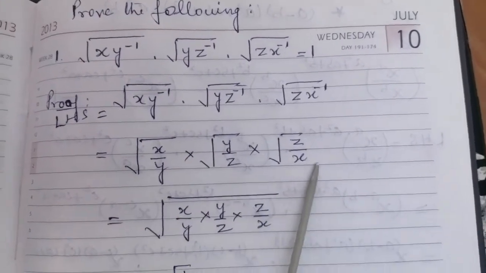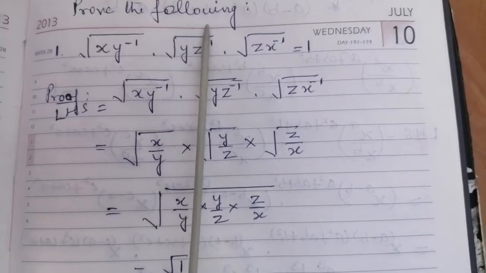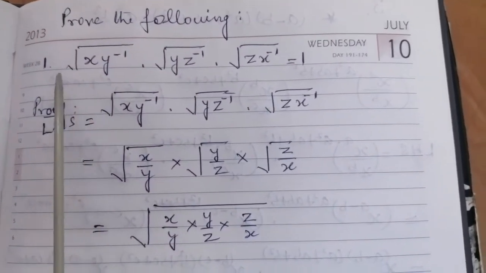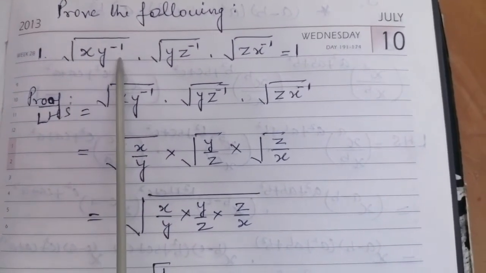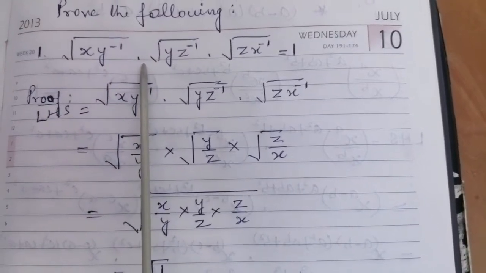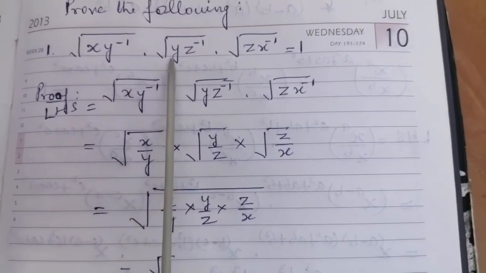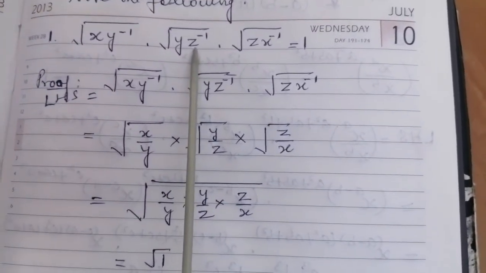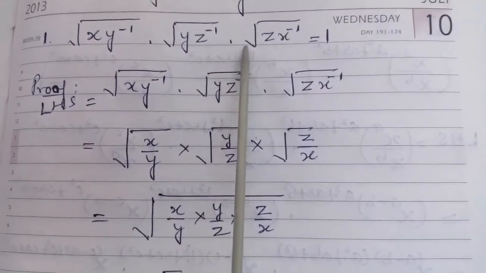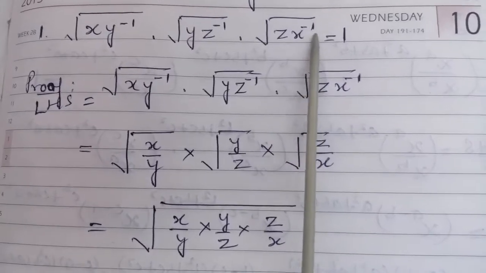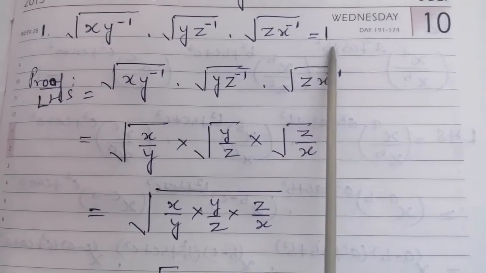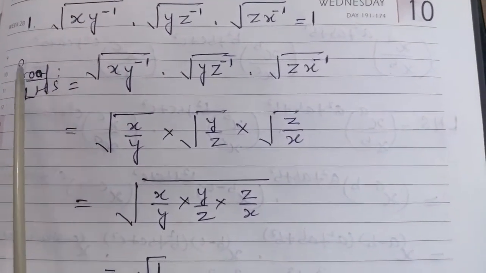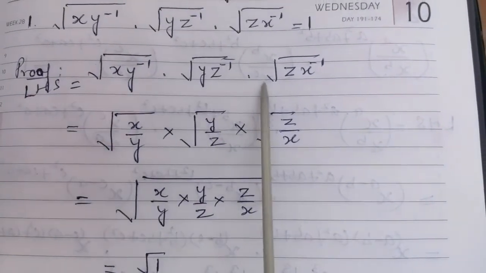We have questions where we have to prove. So prove the following. First is square root of x into y raised to power minus 1 multiplied by, this dot shows they are getting multiplied, by square root of y into z raised to power minus 1 into square root of z into x raised to power minus 1 is equal to 1. So we prove this. So proof is I take the left hand side, right?